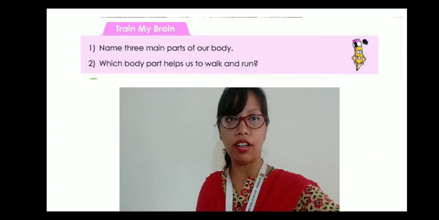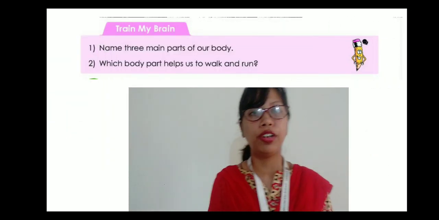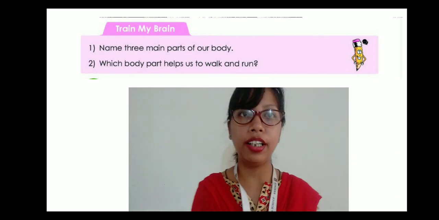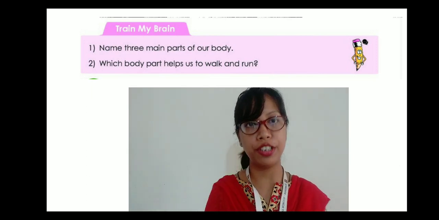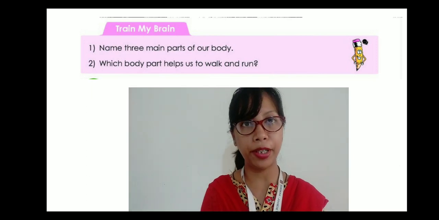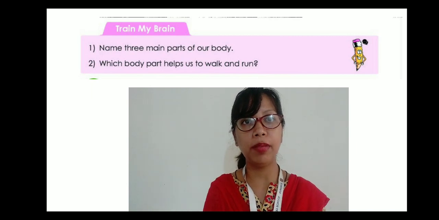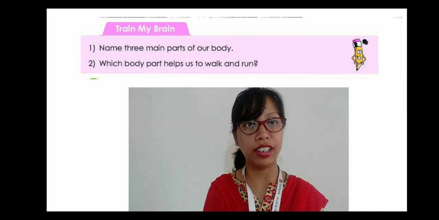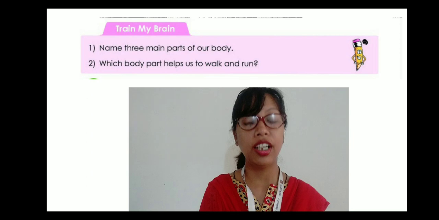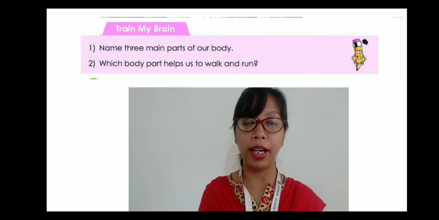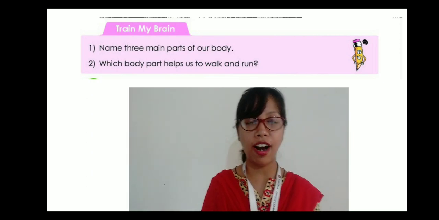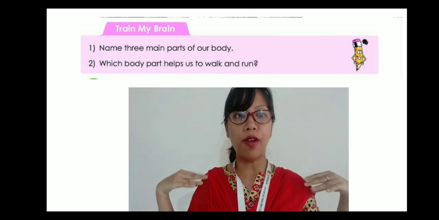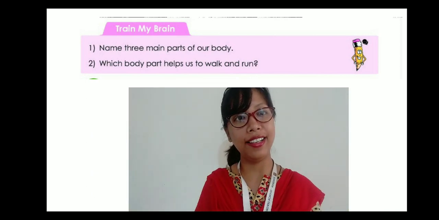Now if you come to the below part, there are two questions, Stir My Brain. Number one is name three main parts of our body. So what are the main parts of our body? Yes, the three main parts of our body are head, trunk or torso and limbs.